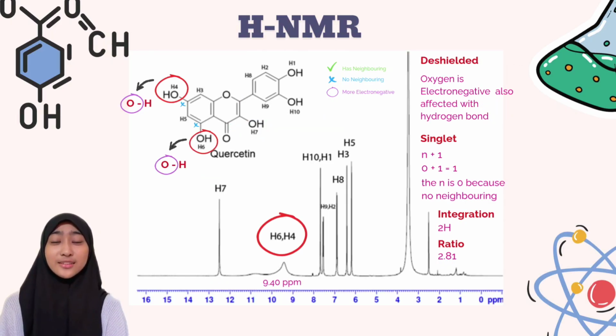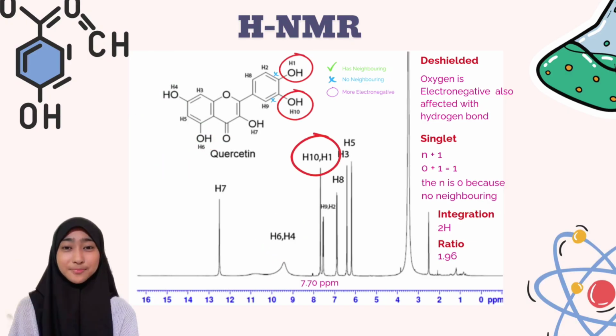Next, the second peak, the signal at 9.40 ppm with a ratio of 2.81, is also a singlet and corresponds to the H6 and H4 hydroxyl protons. These hydroxyl protons are de-shielded by the electronegative oxygen atoms and do not couple with neighboring protons due to rapid proton exchange. For the third peak, the aromatic proton signals that show singlet peaks appear between 6 and 8 ppm.